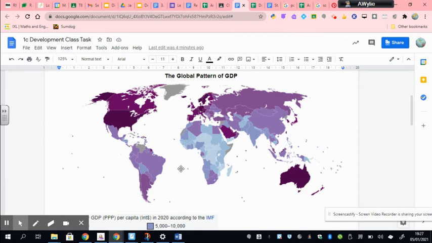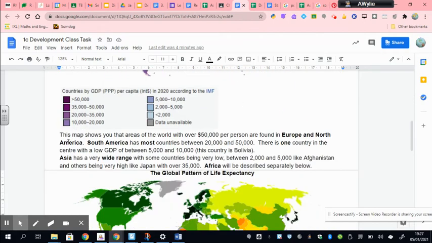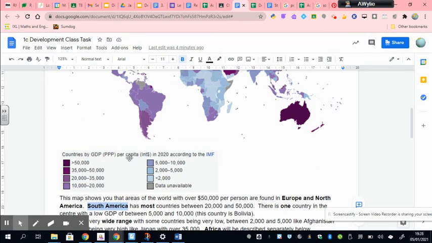Now, if I asked you to describe the pattern on that map, this is what you would probably write. First thing is you would identify every continent, and you could quite accurately say that Europe and North America are almost entirely made up of countries that have more than that amount of wealth, more than 50,000. It would be true to say that South America, if we just have a look, most of the countries are between 20 and 50. So that's these 2 colors of purple here. And that most of the countries have that.